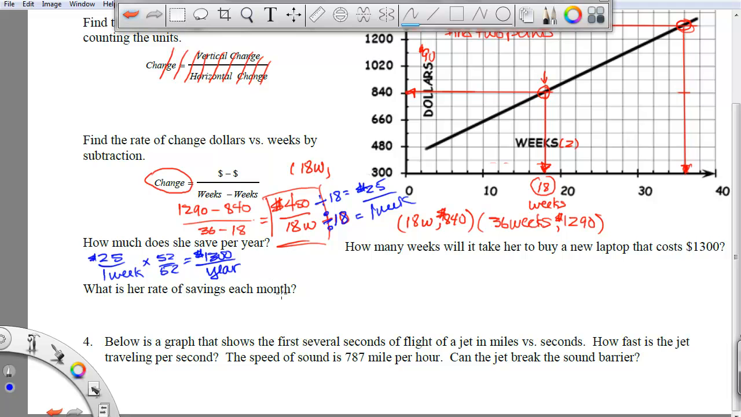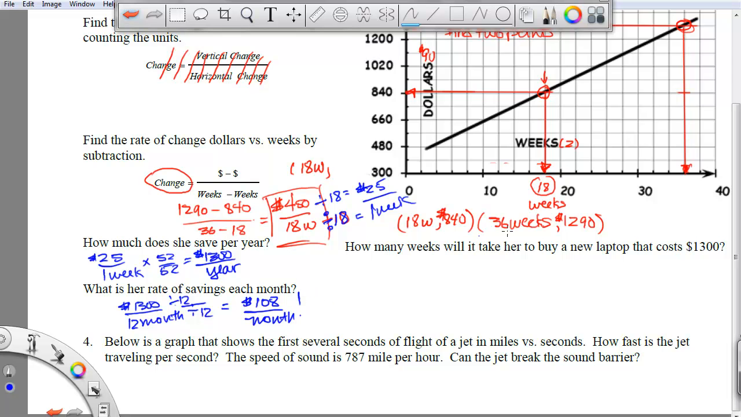Now, what is the rate of savings per month? Well, we know that $1,300 per year is the same as $1,300 for 12 months. And I want it for 1 month, right? So I'm going to divide the bottom by 12, and I'll divide the top by 12. So I take 1,300, divide it by 12. He saves $108.33 per month, and I'm going to count that as $108 per month. Okay. So that's the second answer.